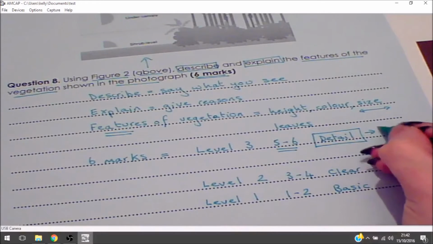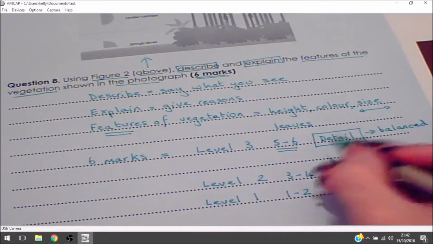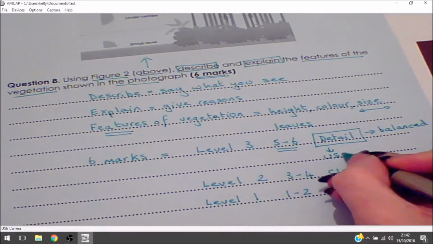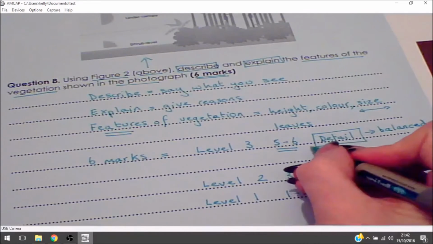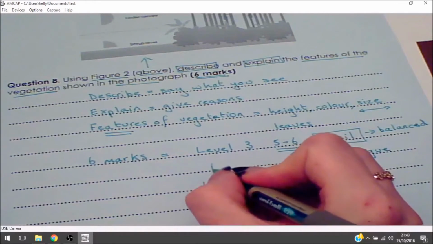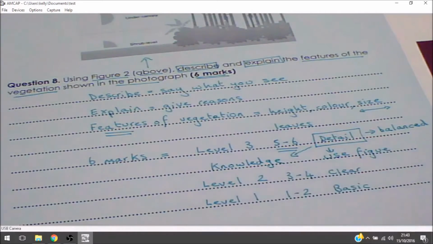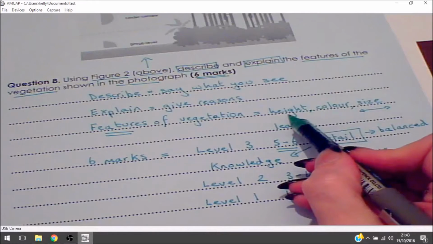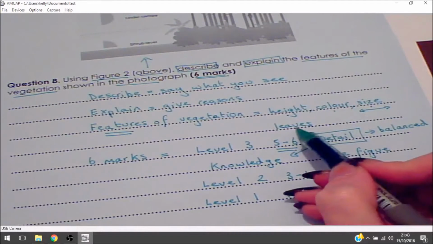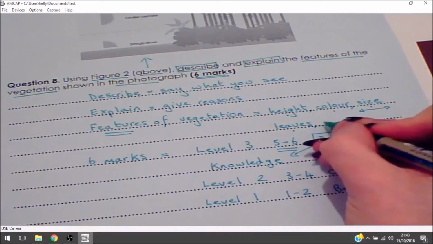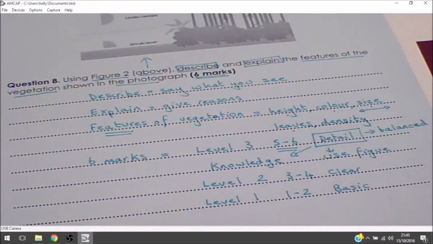So your argument needs to be balanced. You must use the figure. And most importantly, you must use your own knowledge. Now think about things like height, colour, size, the leaves. You might even want to think about density, so how many trees there are.